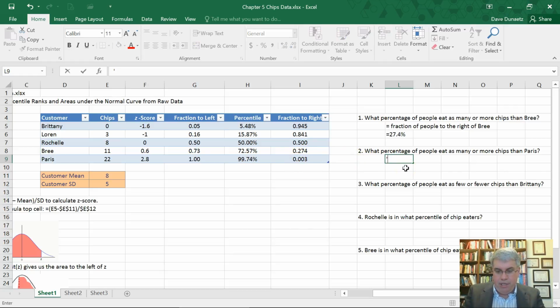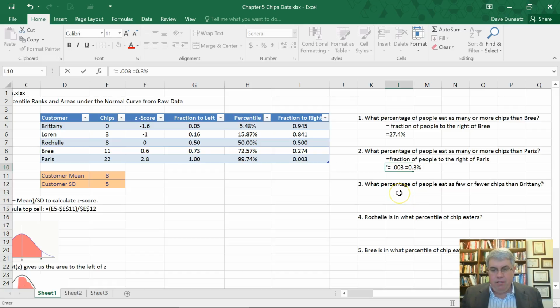Now, what percentage of people eat as many or more chips than Paris? Again, that's going to equal the fraction of people to the right of Paris, and that equals, in terms of decimal, 0.003, which equals 0.3%, because we move the decimal point over 2 places to get percentages.